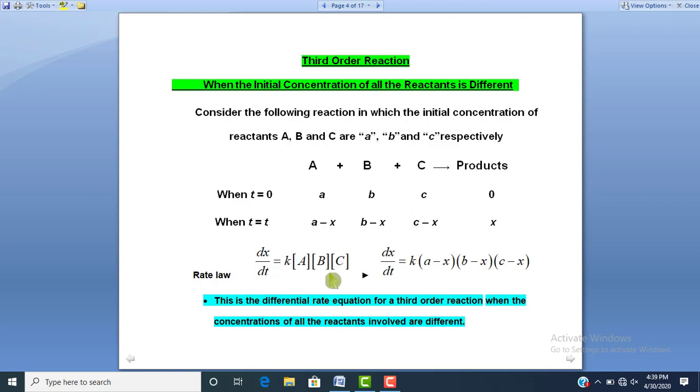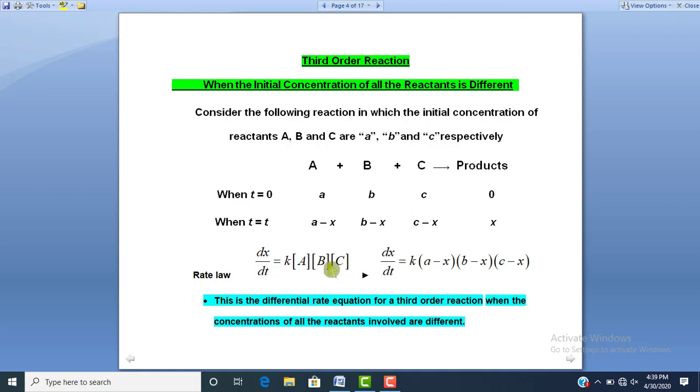In my previous lectures, I have discussed that this square bracket indicates active mass. But here we will consider that it is the molar concentration, because in common sense, active mass and molar concentration are considered same. But in some special circumstances, these are two different entities. So dx over dt is equal to k into concentration of A into B into C.